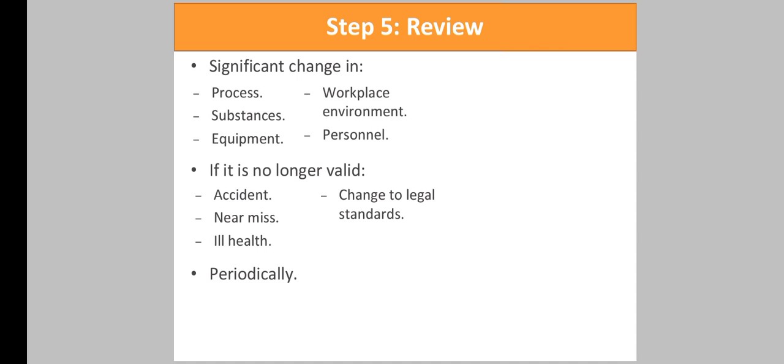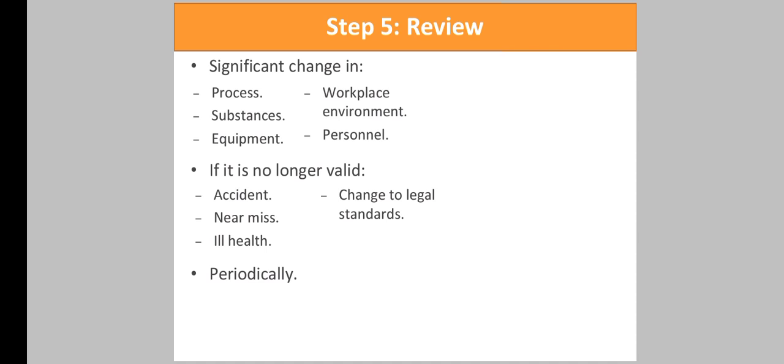We review the risk assessment when there are significant changes, if the process of the work changes. If some new substances are brought to our workplace, we will review the risk assessment. If the equipment changes, we will also review it. If the workplace environment changes, we will review it. If the key personnel change, we will review it. If it is no longer valid after accidents, the risk assessment should be reviewed.